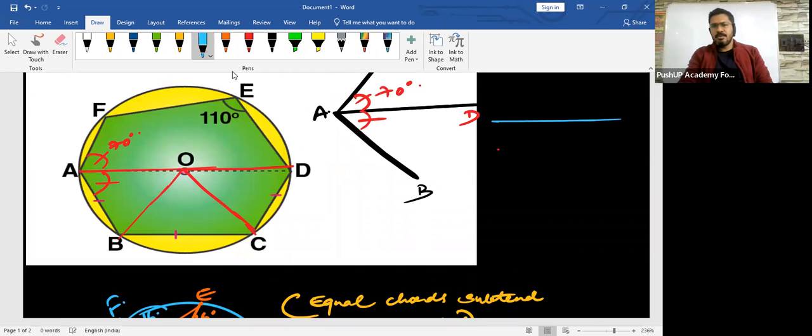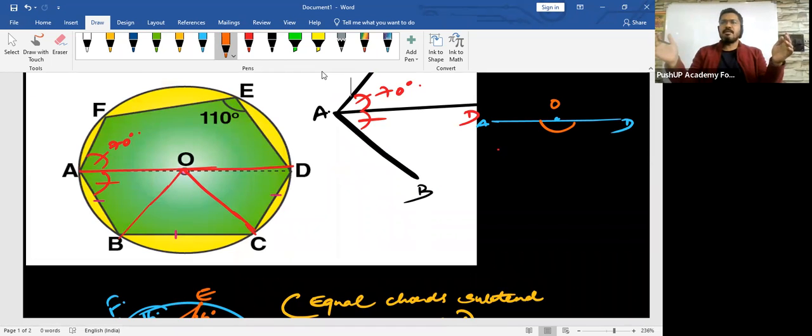If I ask you, AD being the diameter of the circle, at this point O, how much would be the angle? 180 degrees, isn't it? AD is what? The diameter. Diameter is a straight line. At any point on a straight line, what is the angle measurement? The answer should be 180 degrees. You all agree?